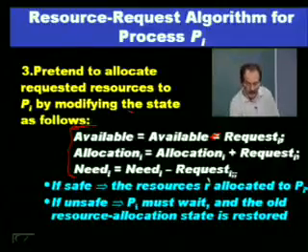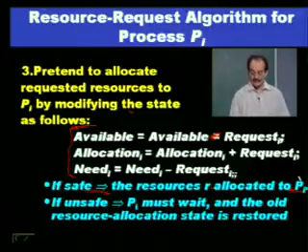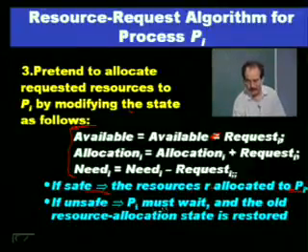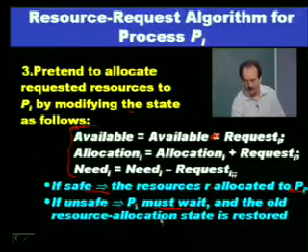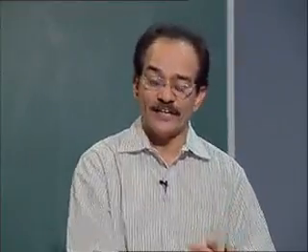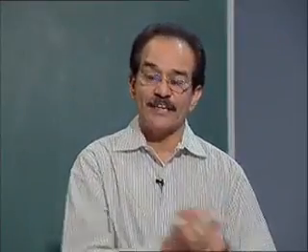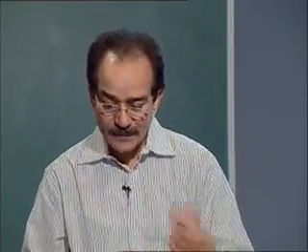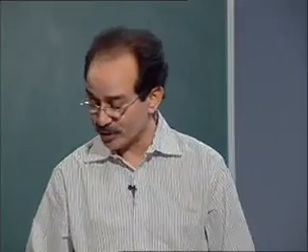Now, if I am in the safe state, then the resource is allocated to the process P_i. Otherwise, if it is unsafe, then P_i must wait and the old resource allocation state is restored. I go back to my earlier state. What I do is try to allocate the resource and see whether I still remain in the safe state or not. If in the same state, it is fine. If I do not remain in the same state, I bring it back to the earlier state, which was my safe state, and P_i will have to wait in that particular situation.